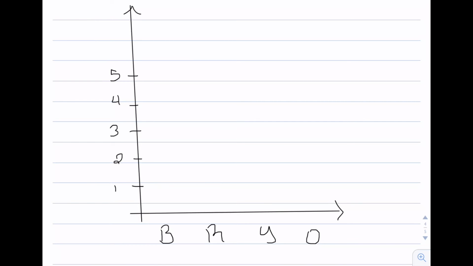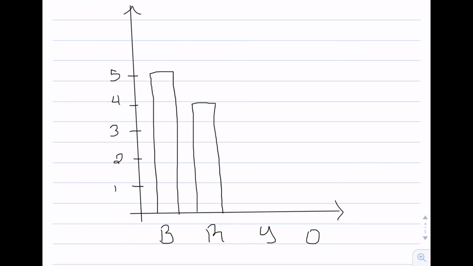We then draw bars to denote the height or the count. So we had 5 blues. So we'll draw up to 5 and back down. For red, we had 4. Yellow had 3. And orange had 4.